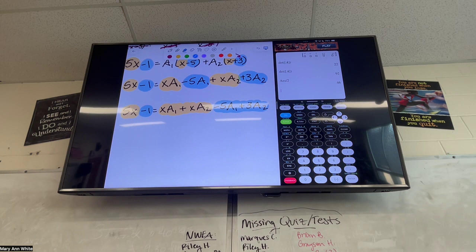Now we're going to start cleaning it up by separating this into two equations. No matter what happens, 5x has to equal whatever x a sub 1 plus x a sub 2 is. There are no other x's, they're not going to magically get there, so no matter what, this has to equal that. So I'm going to write that as its own equation right here: 5x equals x a sub 1 plus x a sub 2. Similarly, no matter what happens, -1 has to equal whatever -5 a sub 1 plus 3 a sub 2 is. Again, I'm not going to magically get an x to get rid of any of those. Those are my constants, so those have to go together.